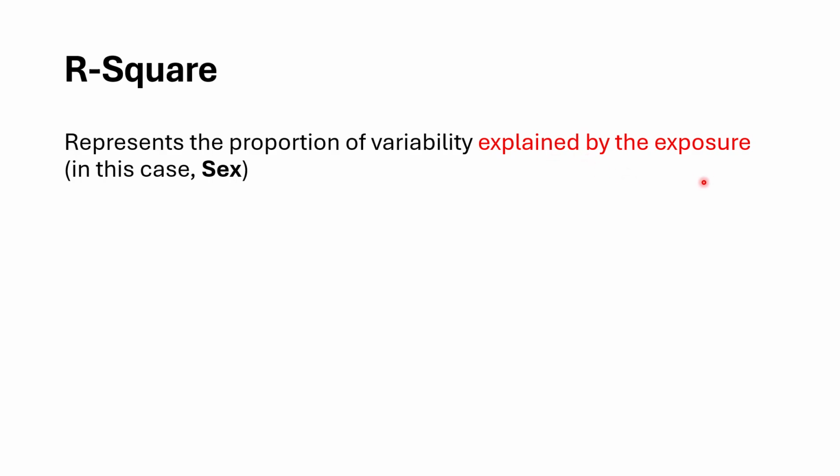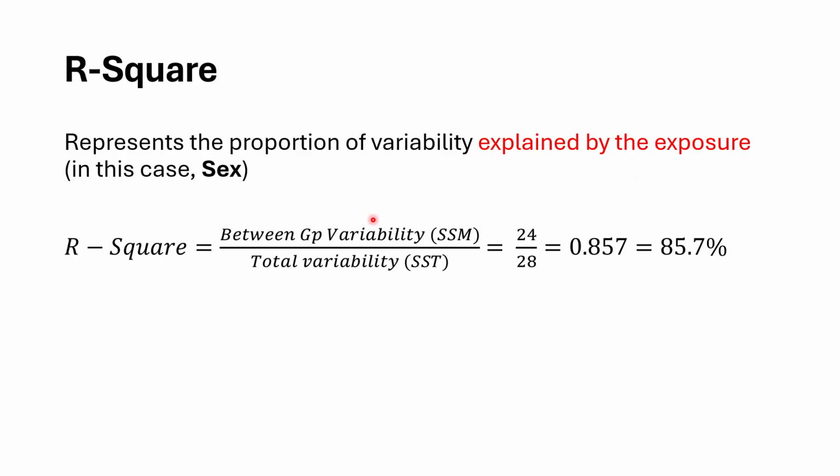Okay, I will repeat again. It represents the portion of variability which is explained by the exposure. In this case, it was sex. It is calculated by dividing the between group variability, SSM, by the total variability, SST.